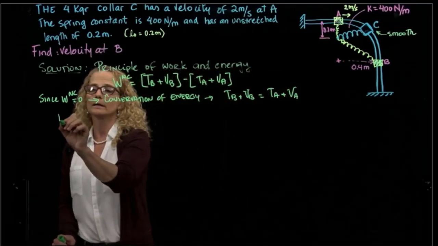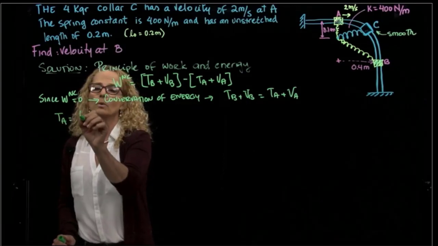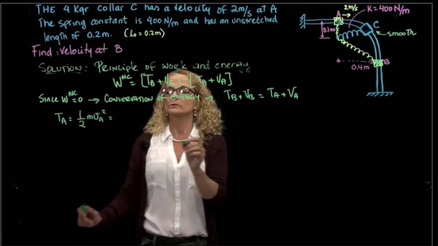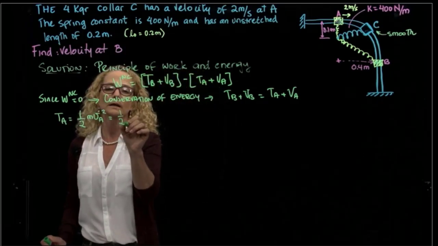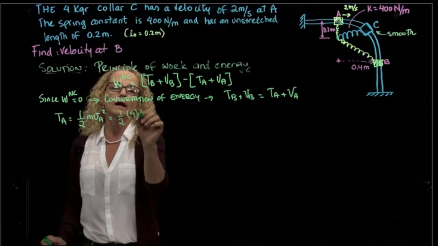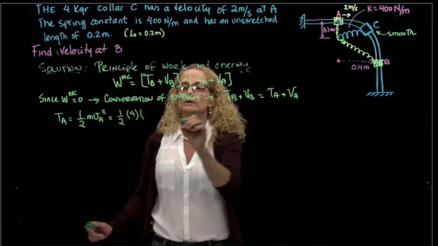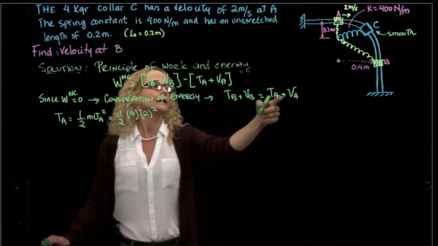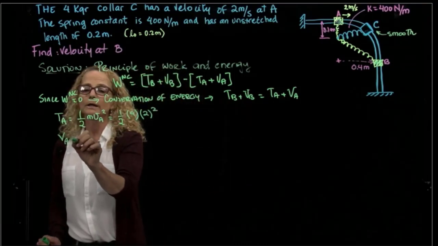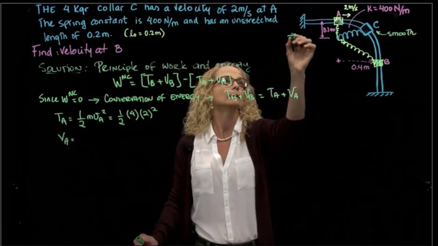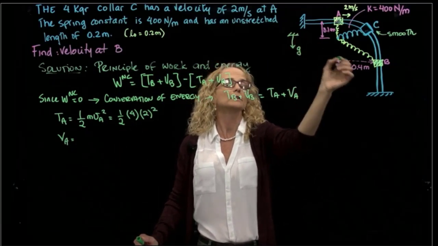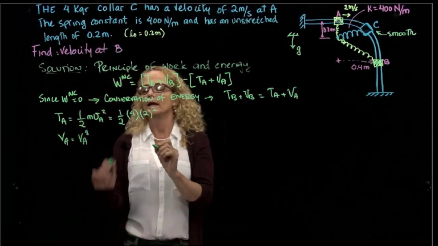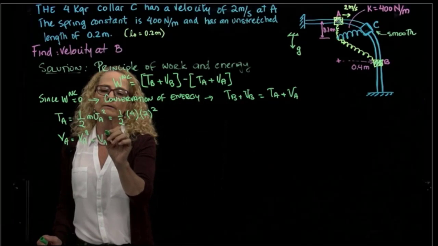So we know that the kinetic energy at A is equal to 1/2 mass times velocity A squared. And we are given the mass, and we are given the velocity. So that is easy: 1/2 times 4 times the velocity, which is 2 meters per second, squared. Now, the potential energy at A. We have the gravity and we have the spring. So we can divide that potential energy into the gravity, let's call it Vg, and the spring, Vs.